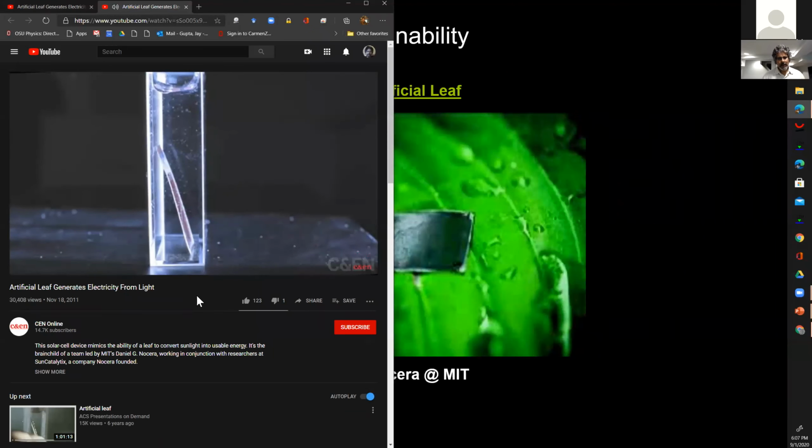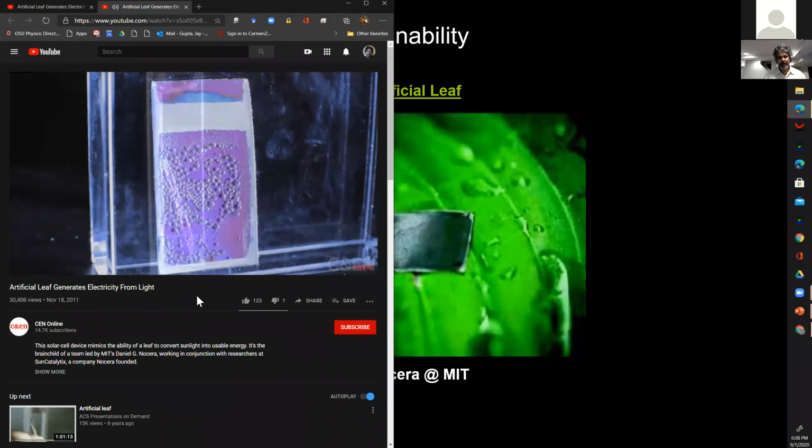So this is called an artificial leaf. And please let me know, someone break in if they can't see the browser window. What this video is showing is a strip of a catalyst material that's white, and the strip of material is immersed in water. If you look closely, you can see these little bubbles that are forming.